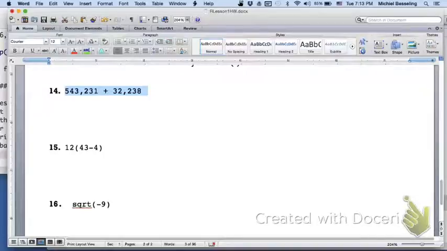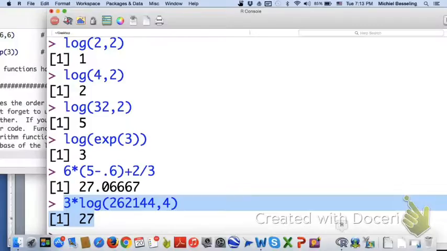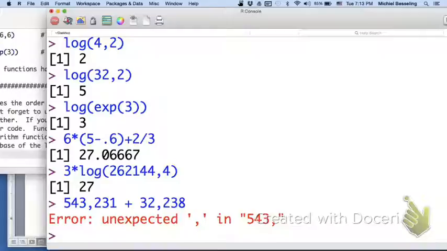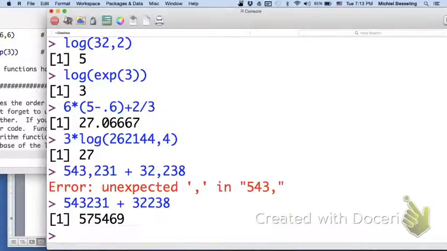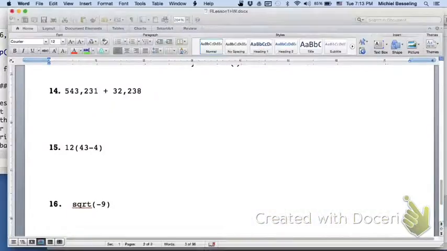Just take this straight up, copy this, paste it into R the way it is, and hit enter and see what error code comes up. So in this case, it has the unexpected commas. Uh-oh, what did I do wrong? I'm using commas on these numbers, and R does not like commas. So just clean it up, fix it. And then again, copy, paste, find the actual answer.